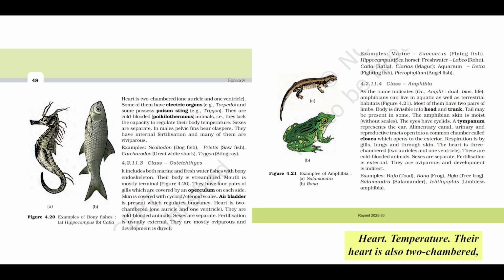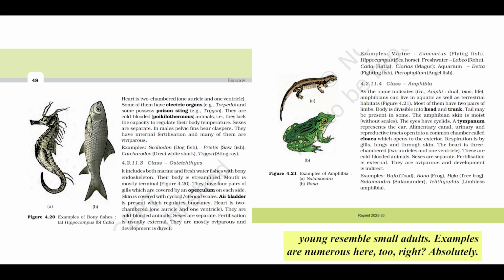Heart. Temperature. Their heart is also 2-chambered, 1 auricle, 1 ventricle, similar to cartilaginous fish, and they are also generally cold-blooded, poikilothermous animals. Reproduction varies, but typically sexes are separate, dioecious. Fertilization is usually external, with females releasing large numbers of eggs into the water and males releasing sperm over them. They are mostly oviparous, egg-laying, and development is usually direct. No distinct larval stage. Young resemble small adults.